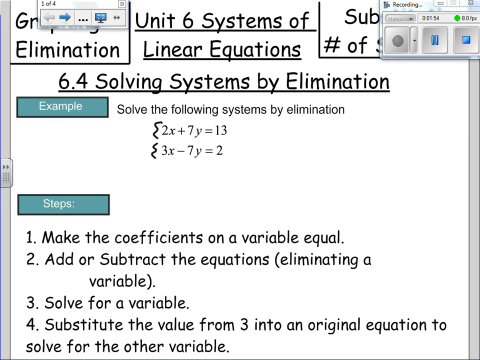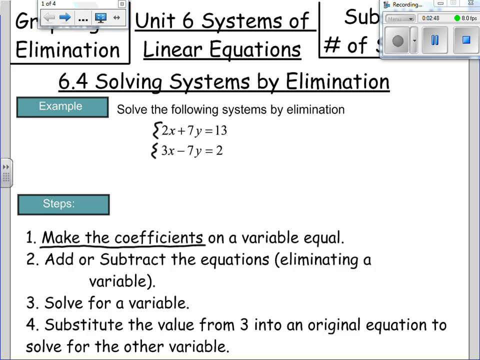Previously, we've learned how to solve them using graphing, and we've also learned how to solve them with substitution. Now we're going to do it with elimination. The first thing we've got to do is make the coefficients on a variable equal. So you want the same number of x's and the same number of y's. Right now, do we have the same number of x's and the same number of y's? You only need to do it for one variable. It doesn't have to be both. 7y and 7y are close. It's a negative 7y, and that's a positive 7y. Would that make a difference? Yeah, it would make a difference. We want the exact same.